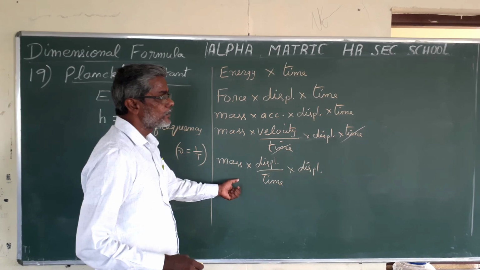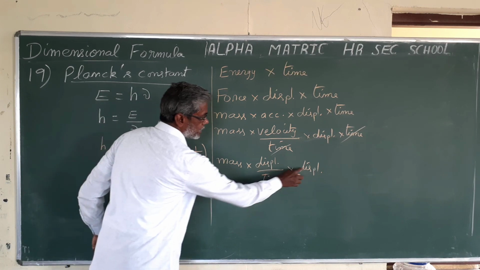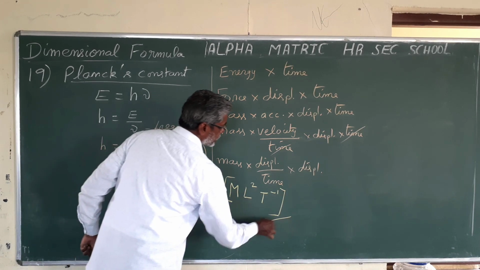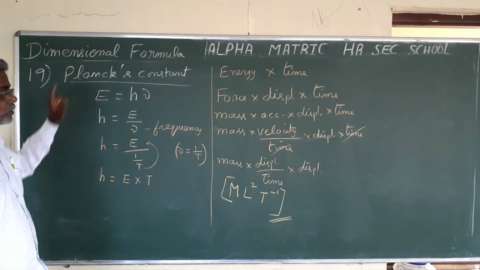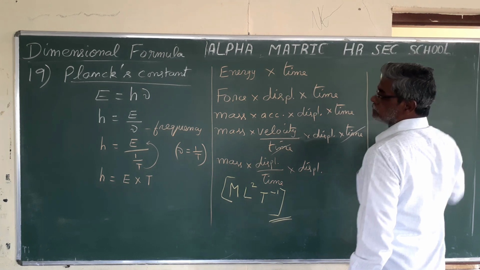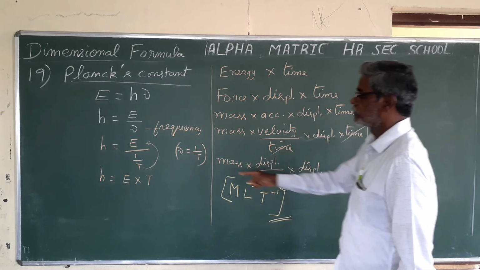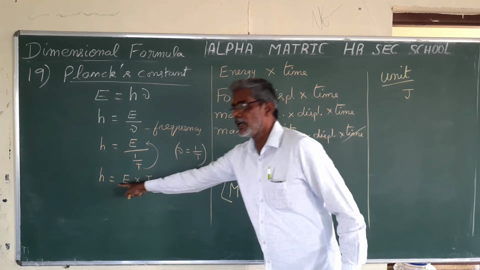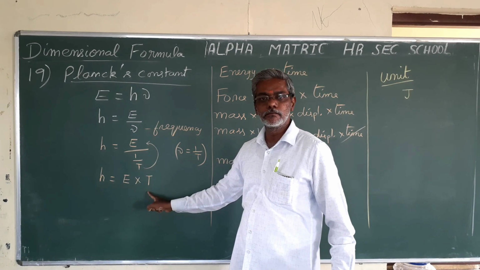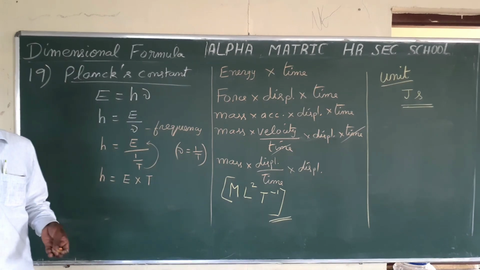Now all are in fundamental quantities. Now you write the dimensional formula for Planck's constant: M for mass, displacement L, here only displacement, so it becomes L square, and time T^-1. This will be the dimensional formula for Planck's constant. Now we will write the unit. What is the unit for energy? Joule. E is energy, unit is joule. T is time, unit is second. So joule second is the unit for Planck's constant.